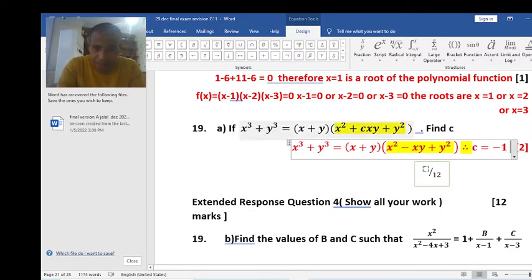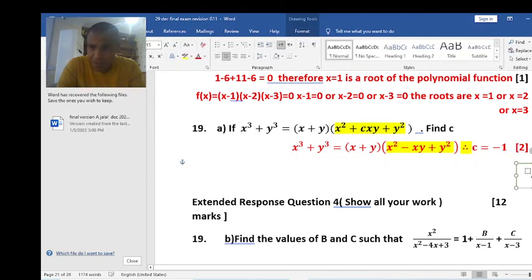It may be in the exam that x cubed minus y cubed will be x minus y multiplied by x squared plus xy plus y squared. This depends on the question. Okay, the next part.